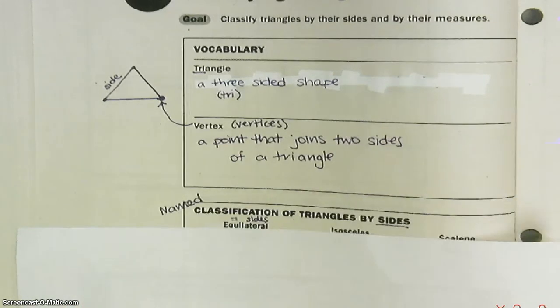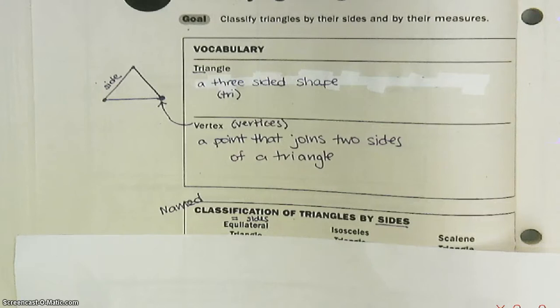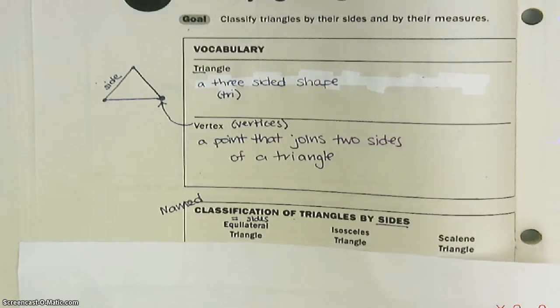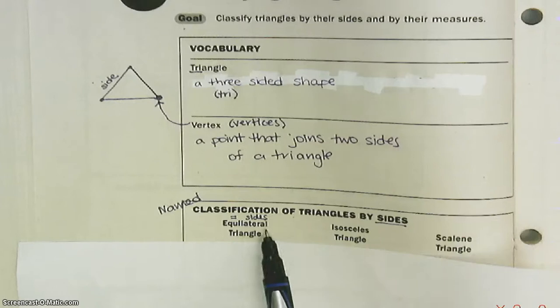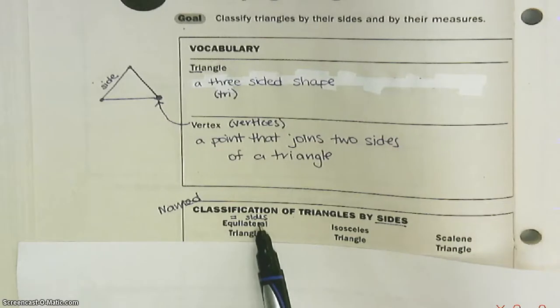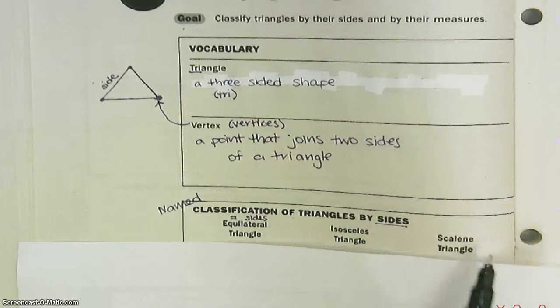And we're going to start by classifying triangles. That's just another word for name. We're going to name triangles by their sides in this case. So we have equilateral, which means equal sides. Equilateral. Isosceles and scalene.